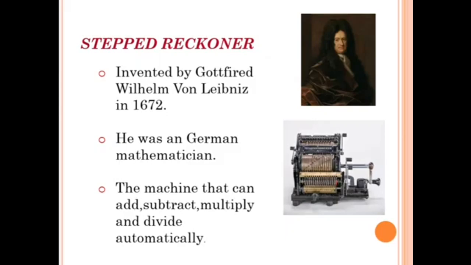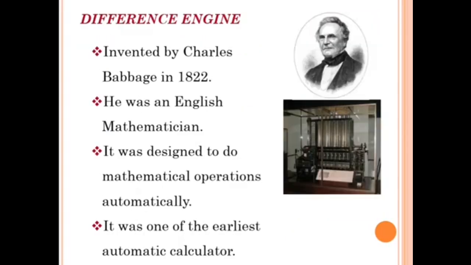Okay, so we will go for our next device, the difference engine, and it was invented by Charles Babbage in 1822. He was an English mathematician. It was designed to do mathematical operations automatically. So here the operations can be done very automatically.